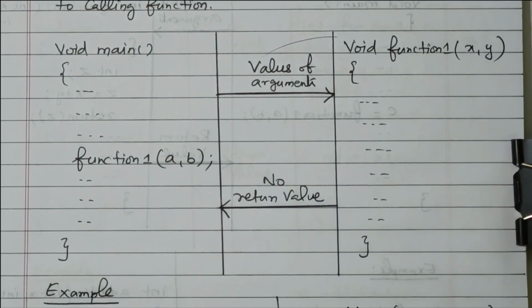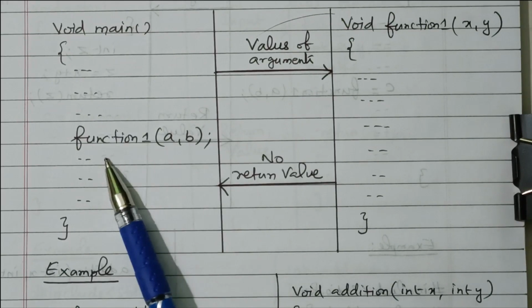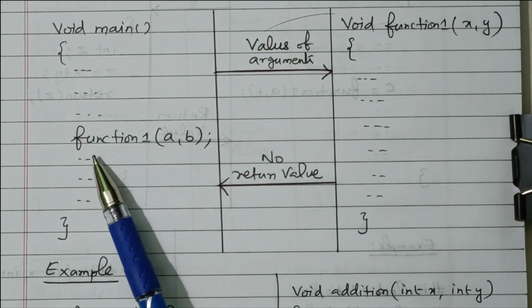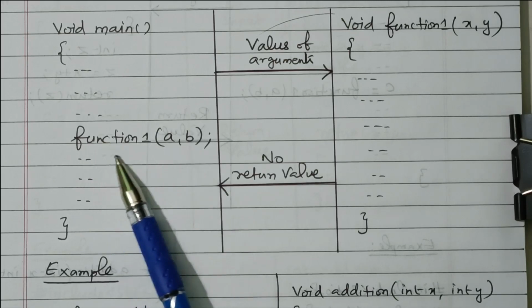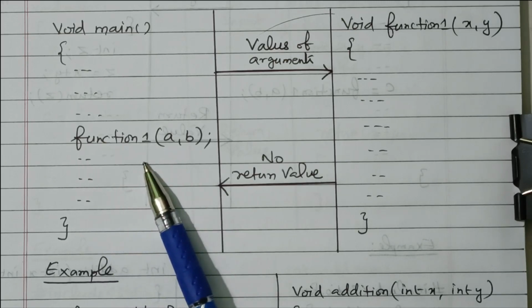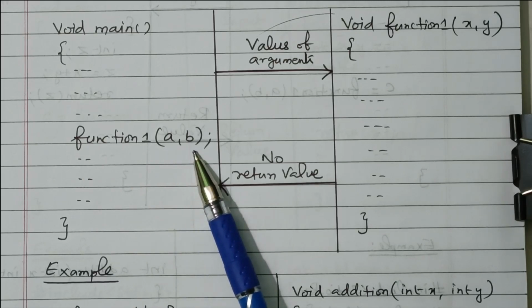So we have the main program as well as the function. This is the main program, where the set of instructions are available. This is called function calling. We are calling this function: function1(a, b). So the statement means we are calling function 1 and sending the two parameters a and b.